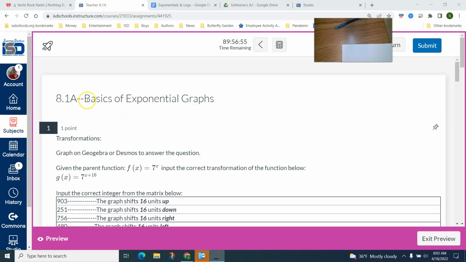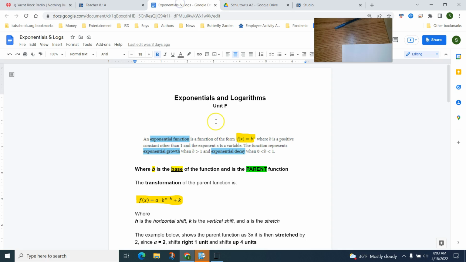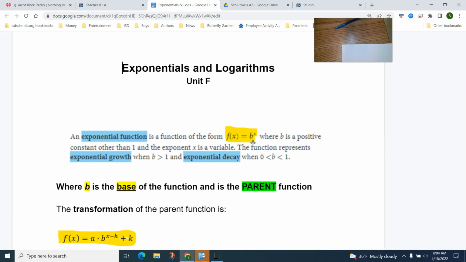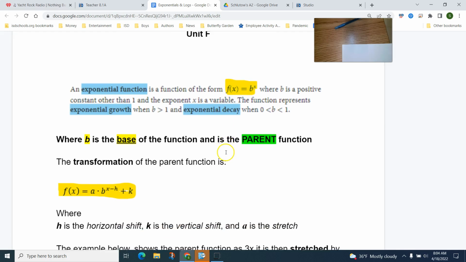Alright, so we're starting with the basics of exponential graphs. So let's start with the notes from the book. An exponential function is something with a base b raised to a power of x. And then we have exponential growth and exponential decay. We'll deal with that later on.